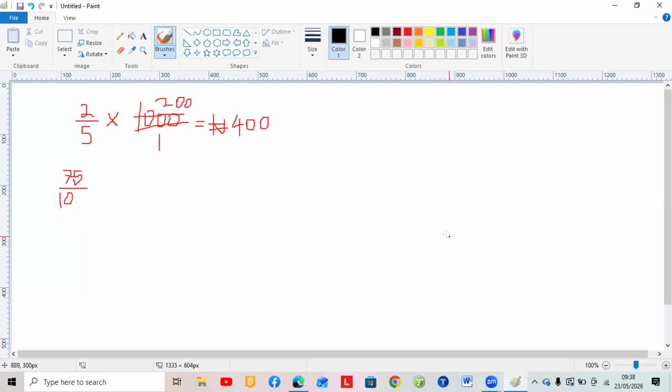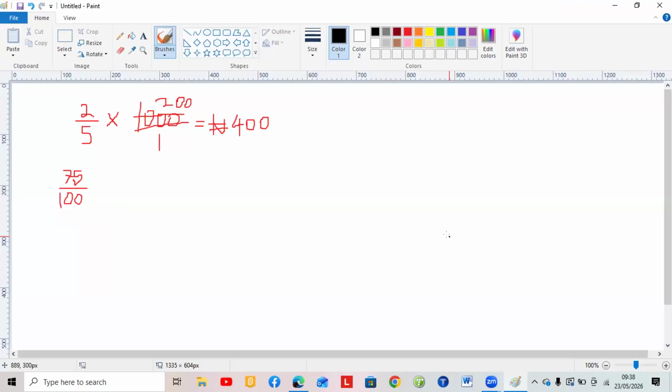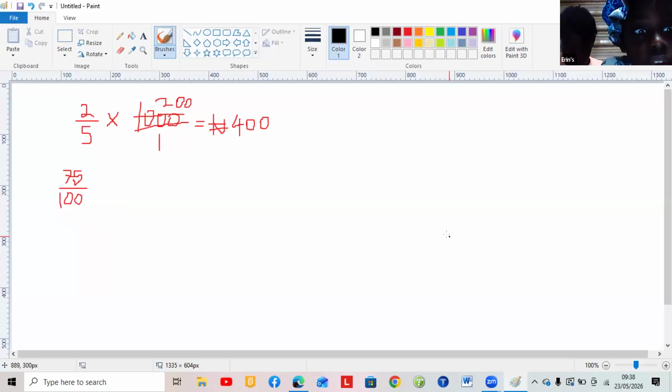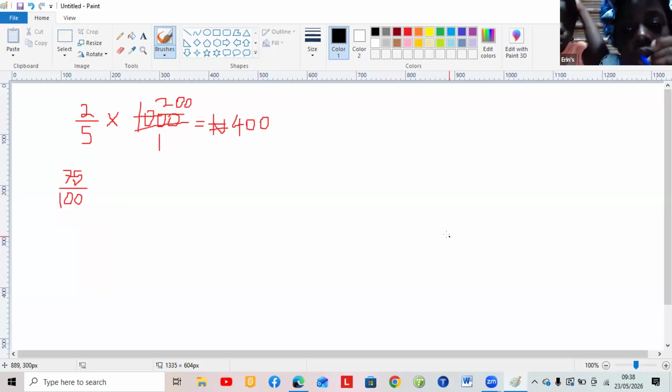Faith, sorry. What do we do next? The question said we should convert it to decimal. Yes. We can use 5. 5 in 75 is 15, 5 in 100. Faith, the question didn't say to lowest term. It said to decimal. Don't waste your time doing that.